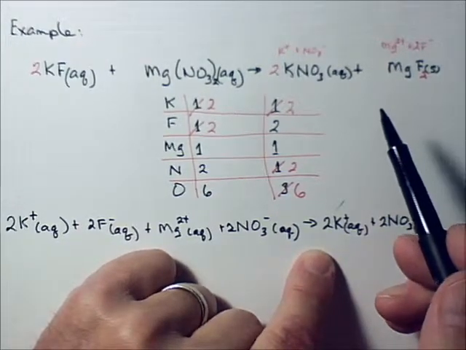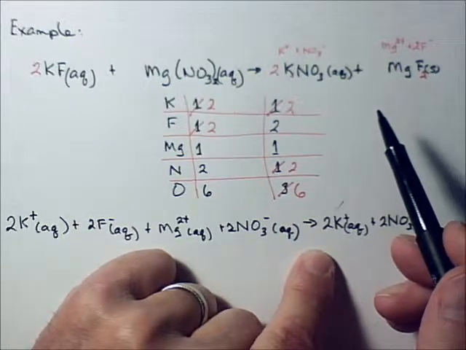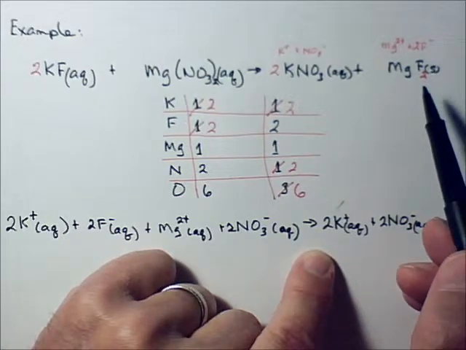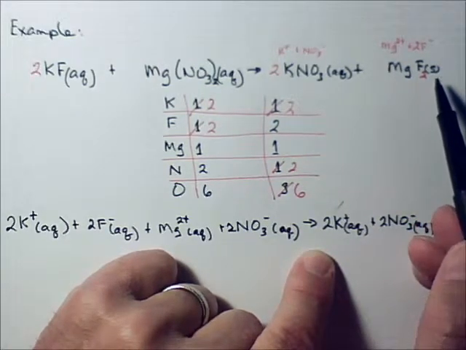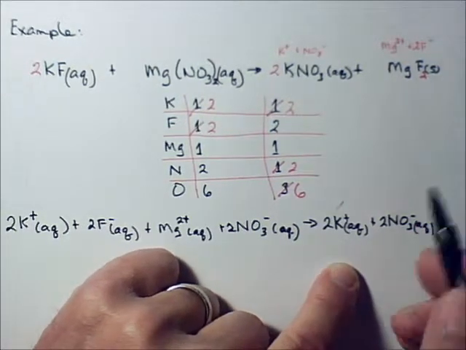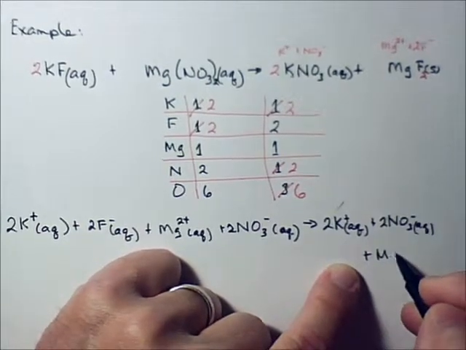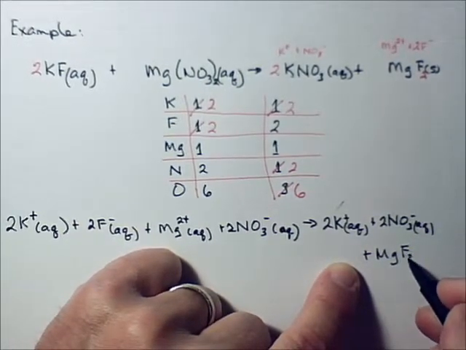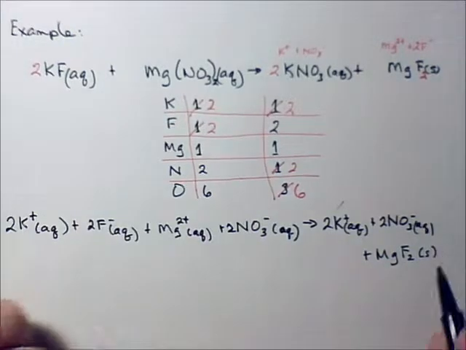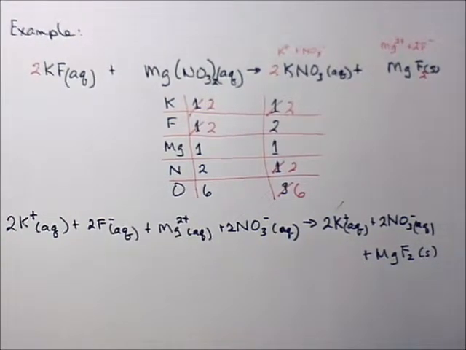Remember, we only split up the things that are both ionic and aqueous. This formula here is ionic, but it's not aqueous. We found it to be a solid. So if that one doesn't split up, we write just the way it looks up there. Okay? And there's a complete ionic equation.